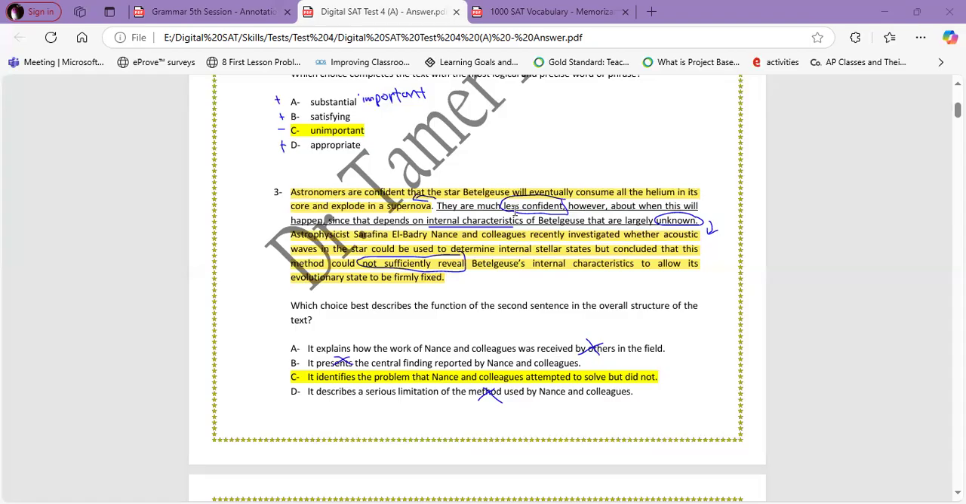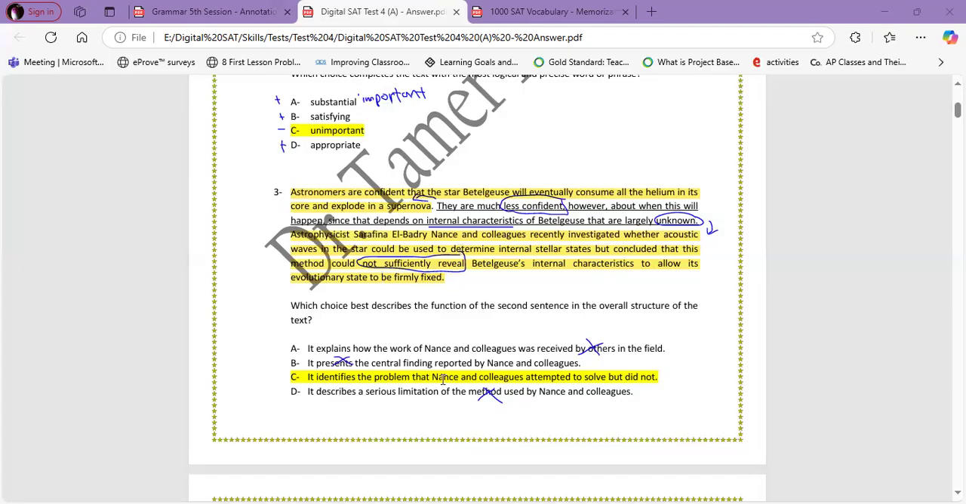Actually, it didn't mention anything about Nance and colleagues, because Nance and colleagues tried to solve the problem that they don't know when this will happen. So next option: it presents the central finding reported by Nance and colleagues again. We said that Nance and colleagues are not mentioned here. They are mentioned after. It defines the problem that Nance and colleagues attempt to solve but didn't. Yes, here it's a problem because they don't know the time. Nance and colleagues in the sentence after try to solve it, but they can't. It can be the answer.